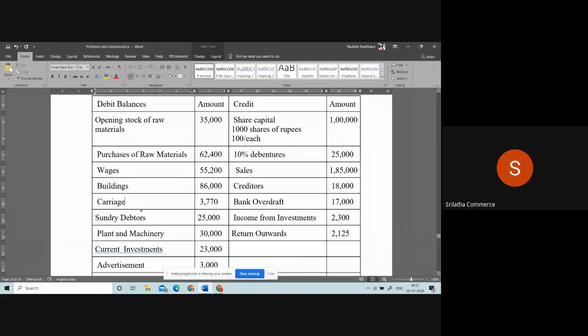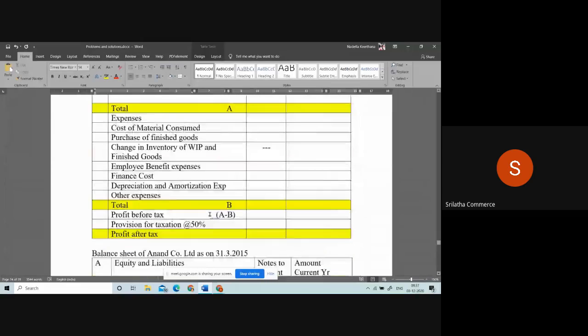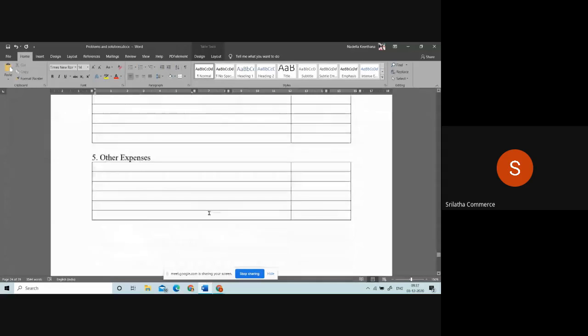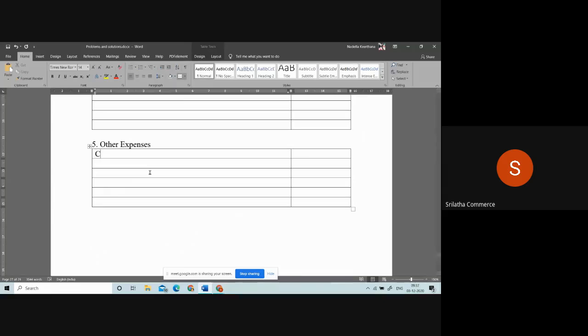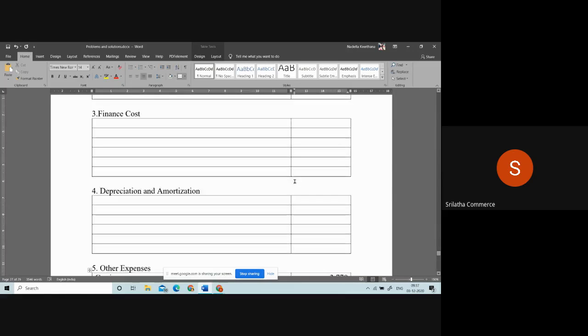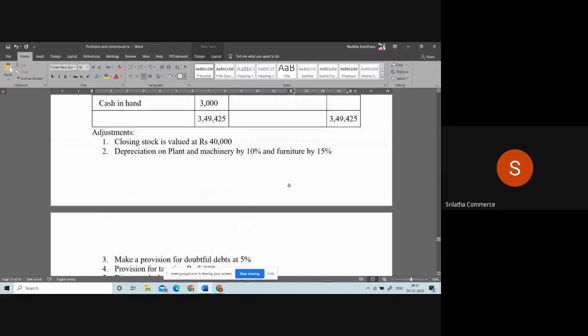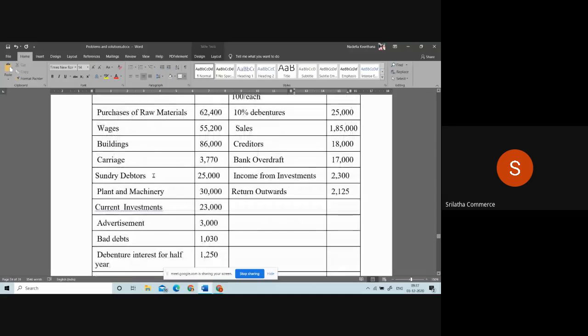Carriage comes under which head? Carriage comes under other expenses, 3,770. So carriage you are going to take under other expenses. What is the amount? 3,770 is your carriage. Then the next, sundry debtors will not come in the statement of profit and loss.